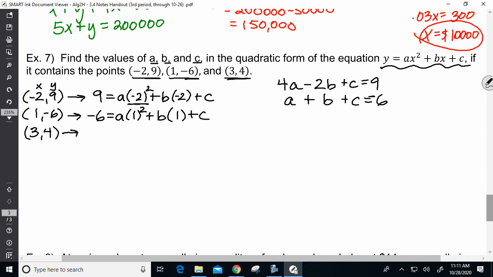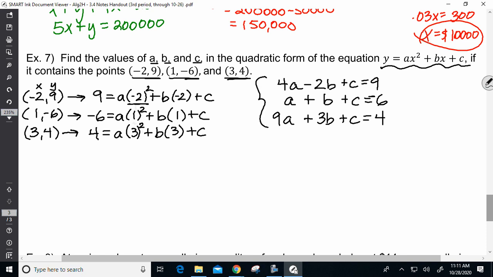Three comma 4. So 4 equals a times 3 squared plus b times 3 plus c. 3 squared is 9, so 9a plus 3b plus c equals 4. So there's your system. You just did some algebraic transformation. Any questions before we continue?